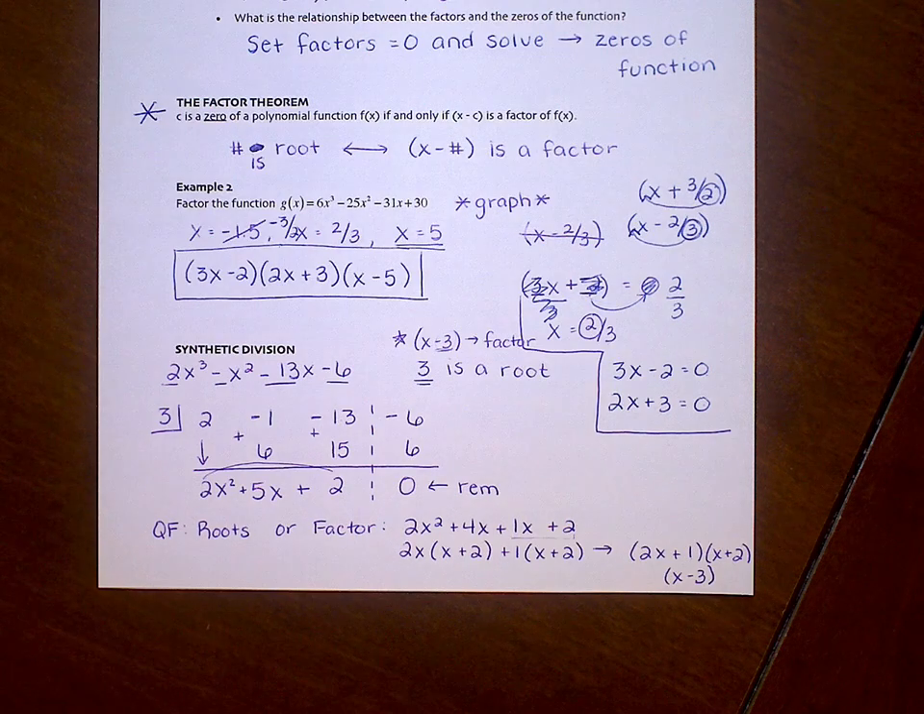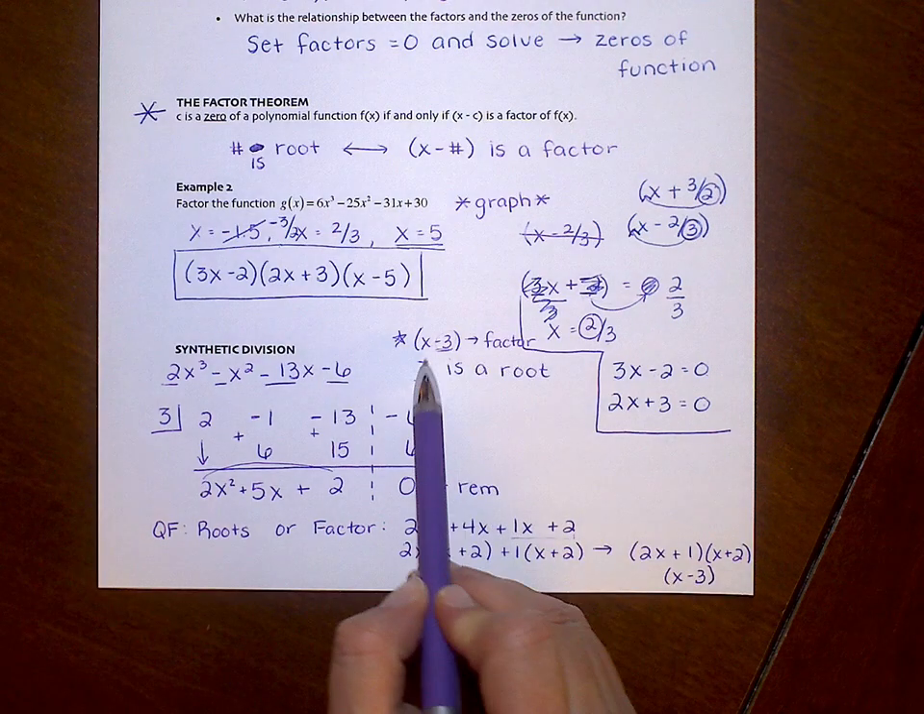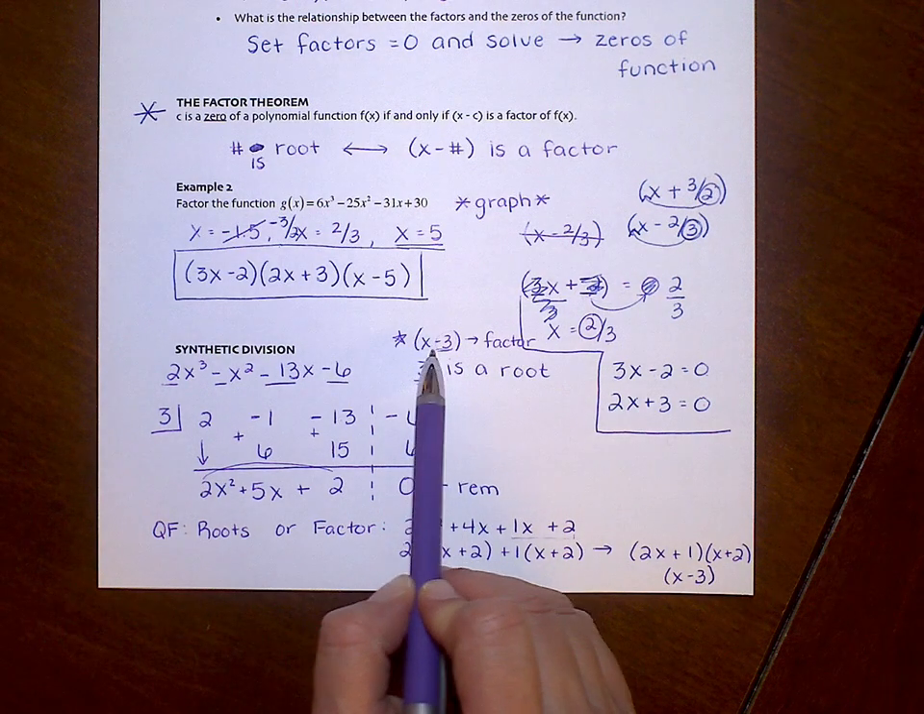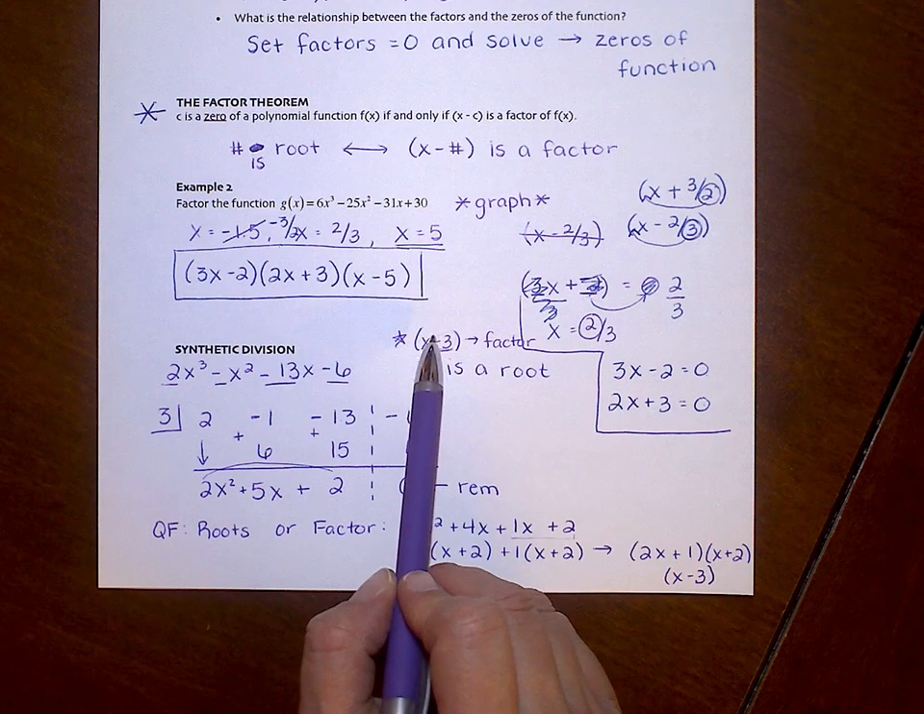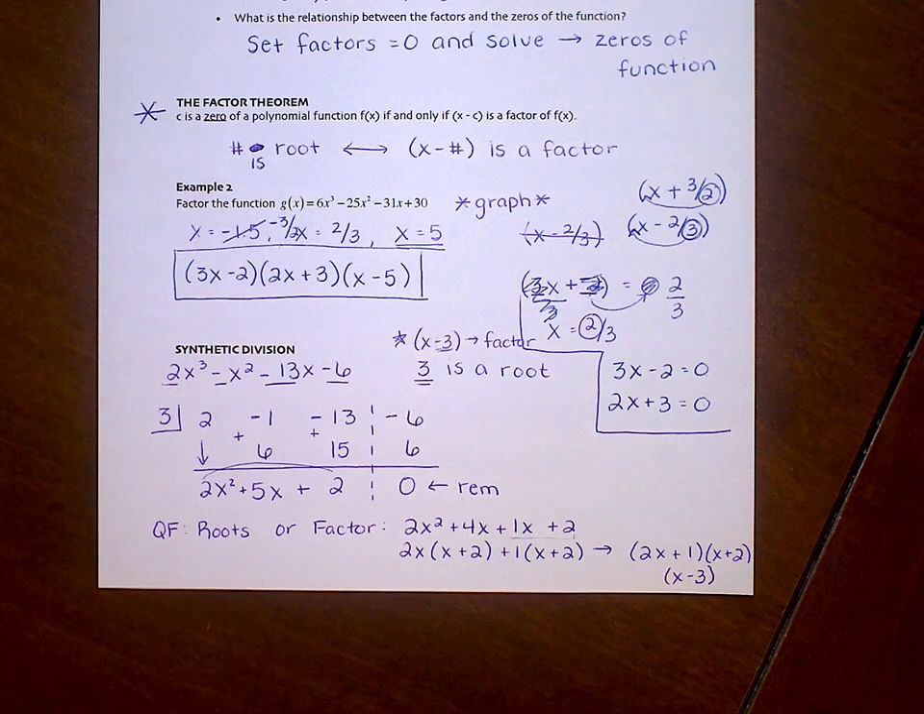So synthetic division is supposed to be a shortcut for polynomial long division. Only really works when you're working with little factors like this. It wouldn't work if you had like an x squared that you were trying to divide out. You would still have to go with long division for that. Okay, but we'll be using synthetic division quite a bit.